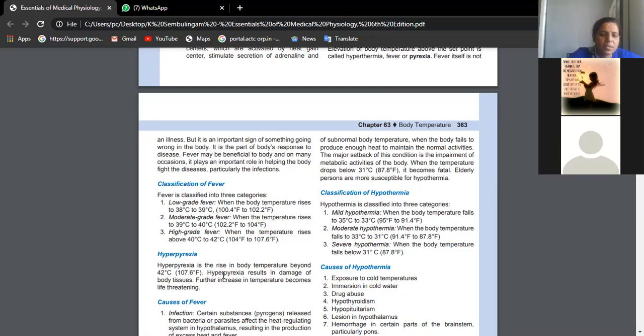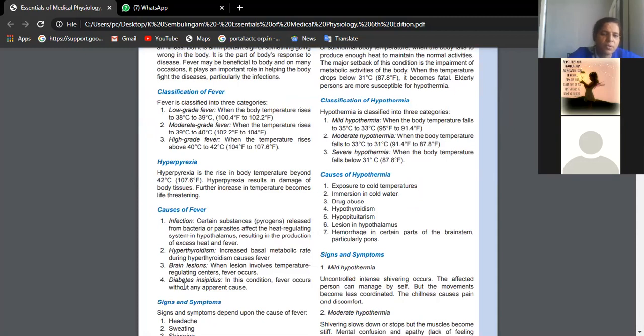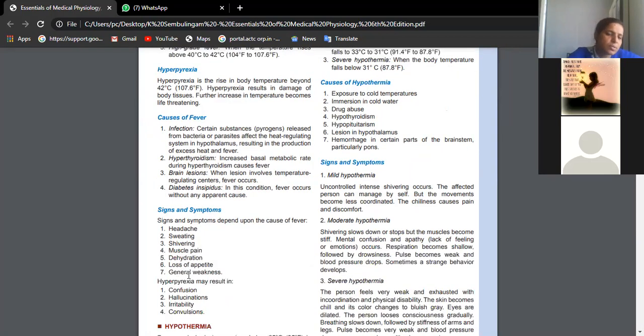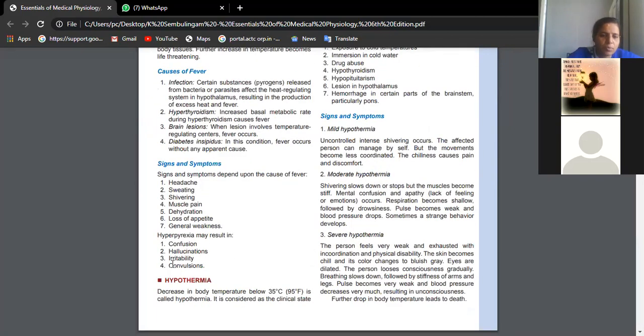Then we have causes of fever, like infection, hyperthyroidism, brain lesions, diabetes insipidus. The basic cause most of us suffer from is some underlying infection, but the other causes are these. What you generally imagine whenever you had fever, these are the symptoms: headache, sweating. All these are very easy, but till here you have hypothermia, where temperature is falling. Till convulsions you have to study for fever.